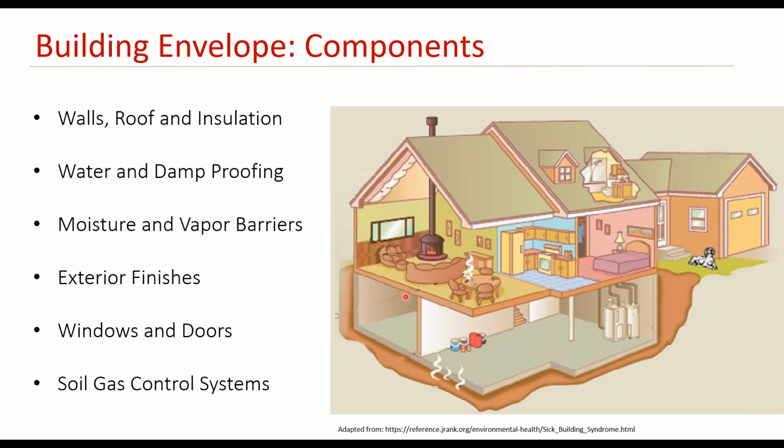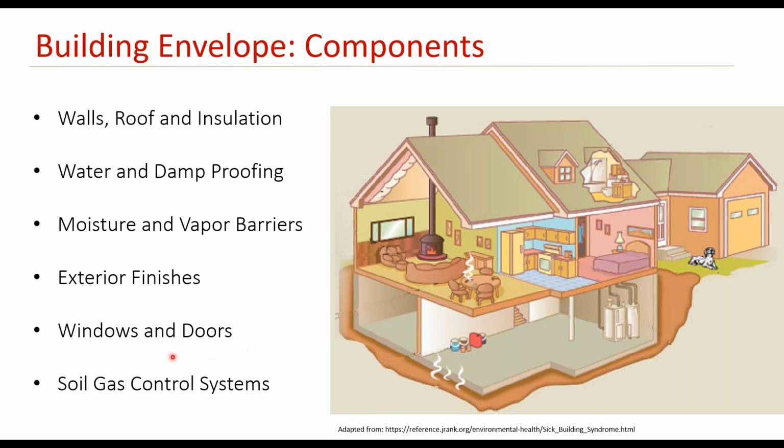Now let's see what the components of a building envelope are. So we have the walls and roof and their insulation. The insulation in the walls and the roofs is responsible for regulating the temperature and controlling the temperature movement. We also have the damp proofing and waterproofing around the foundation to protect the building from the ingress of water, groundwater, and moisture. We also have the moisture and vapor barriers in the walls, and our exterior finishes, such as the roofing materials, shingles, and so on. And we also have the siding, such as brick veneer, stucco, and vinyl siding. All are parts of the building envelope.